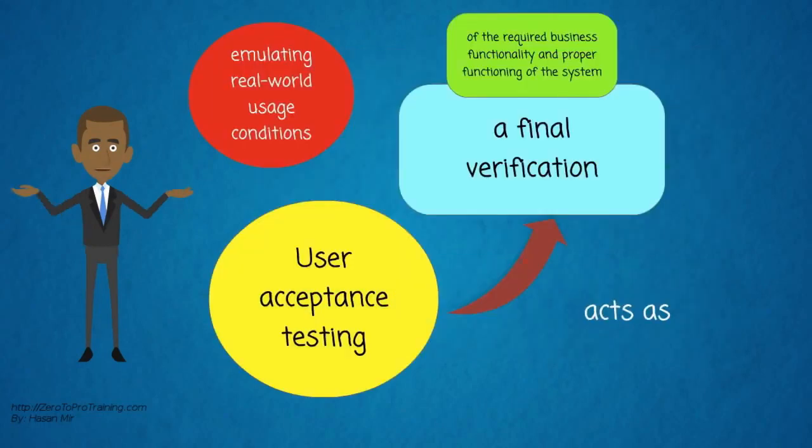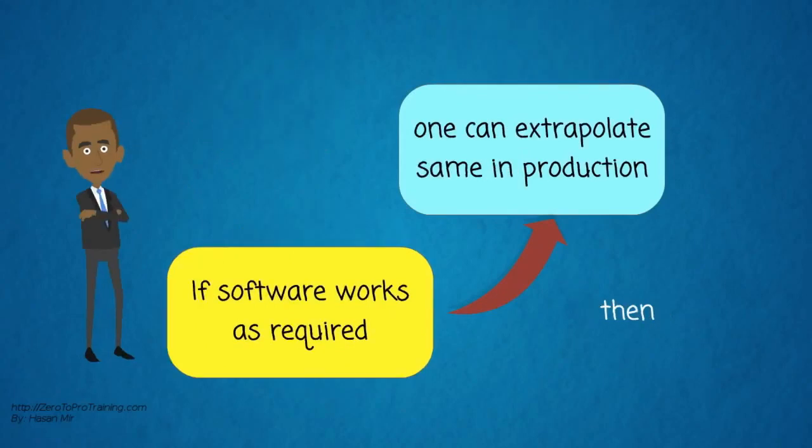The UAT acts as a final verification of the required business functionality and proper functioning of the system, emulating real-world usage conditions on behalf of the paying client or a specific large customer. If the software works as required and without issues during normal use, one can reasonably extrapolate the same level of stability in production.